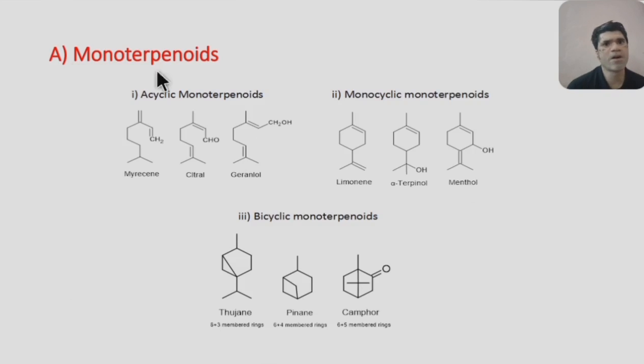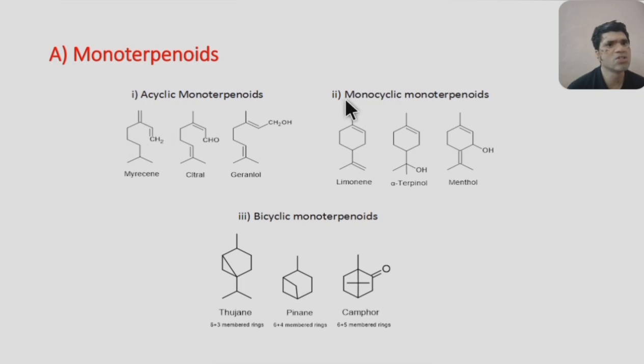Examples for monoterpenoids. As I already told, monoterpenoid can be further classified as acyclic monoterpenoid. Examples for this are myrcene, citral, geraniol. 2 isoprene units will be there in monoterpenoids, and this is an acyclic monoterpenoid, so there will be no cyclic ring structure.